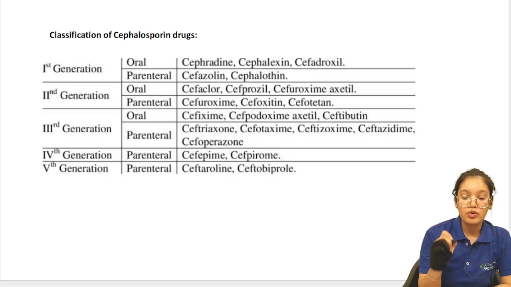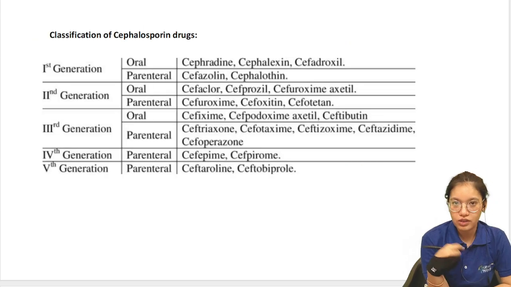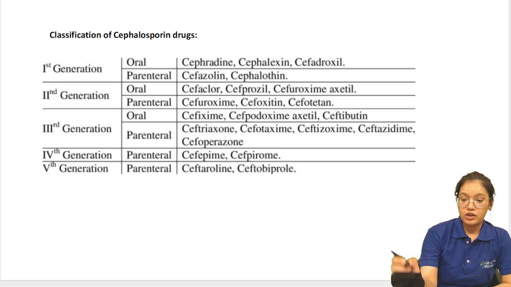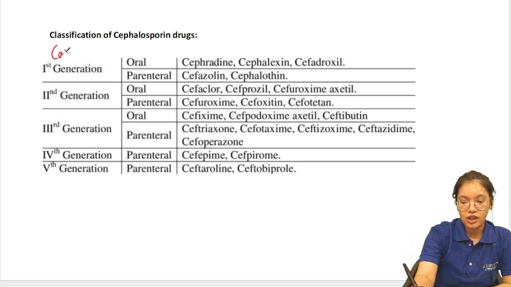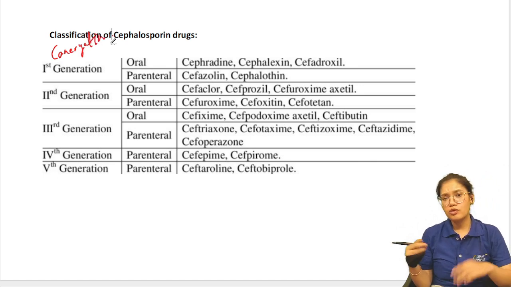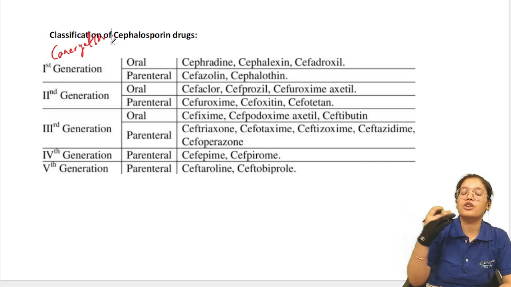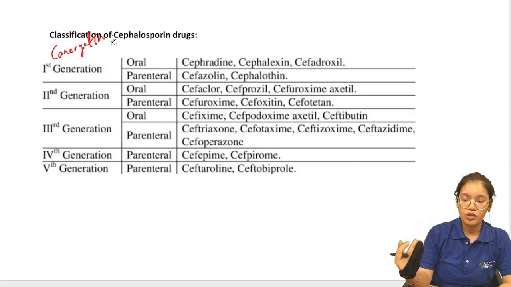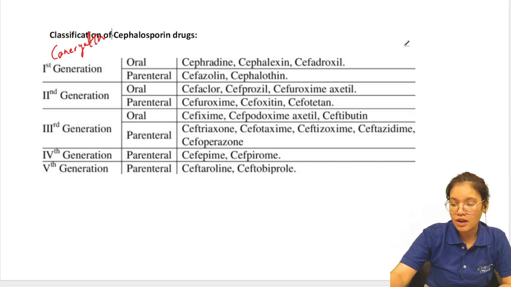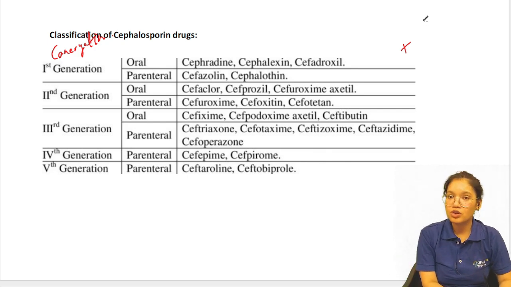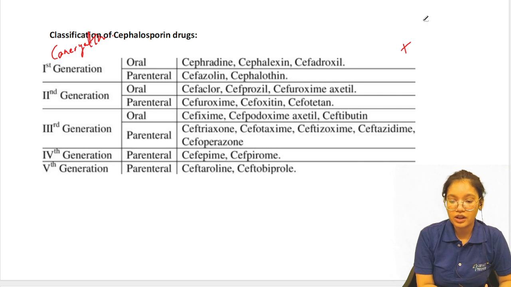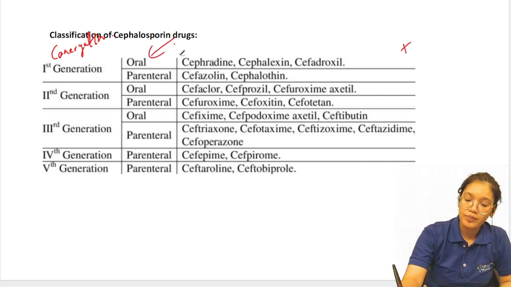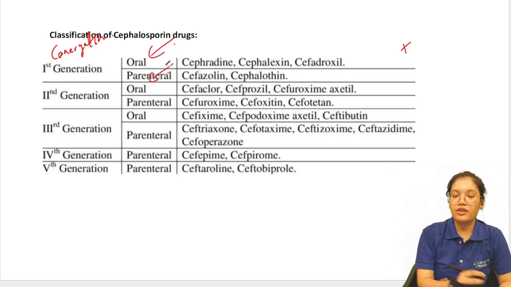Now moving forward towards the classification of these cephalosporin drugs. This classification is based on the generation. As we move on from the older generation towards the newer generation of cephalosporin drugs, we have some add-on properties, plus we have some side effects too. In these different generation drugs, we have some oral drugs and some parenteral drugs.